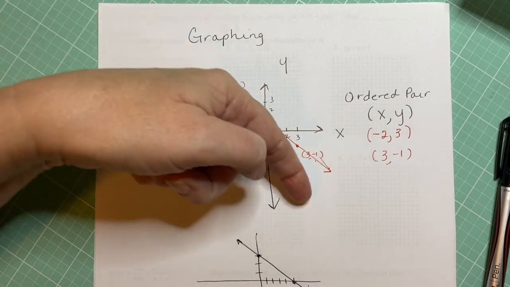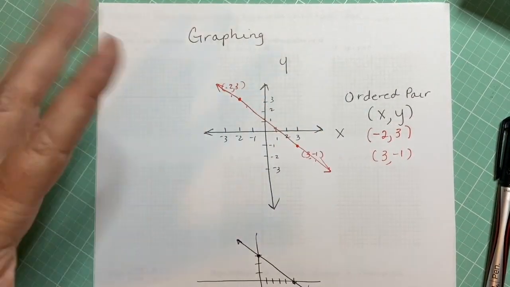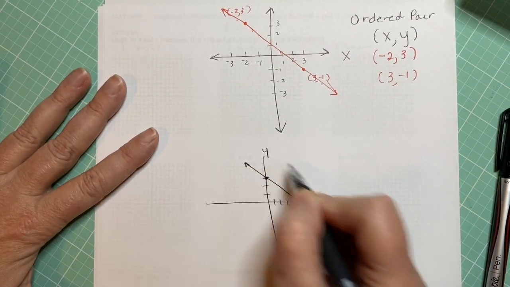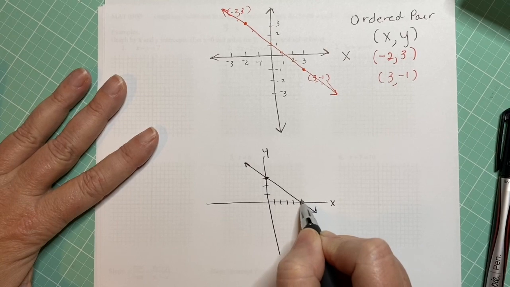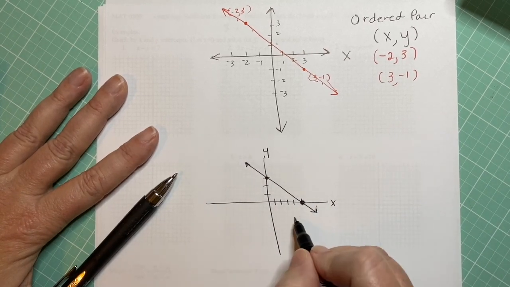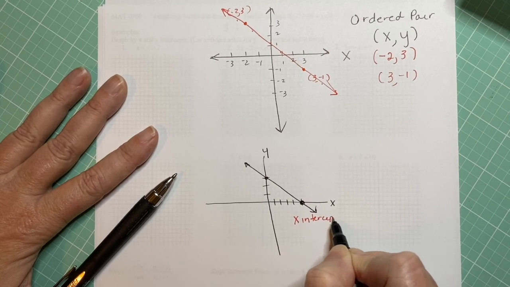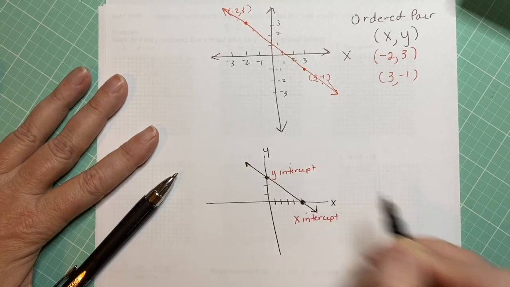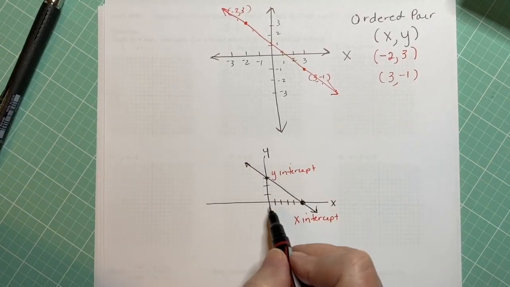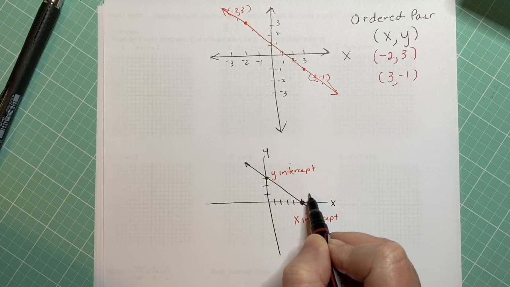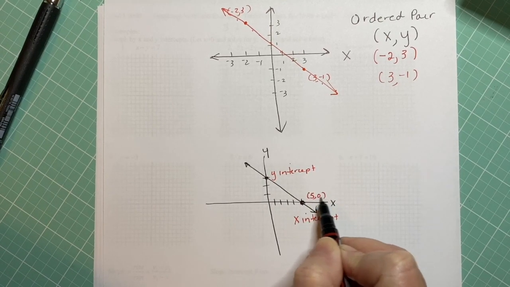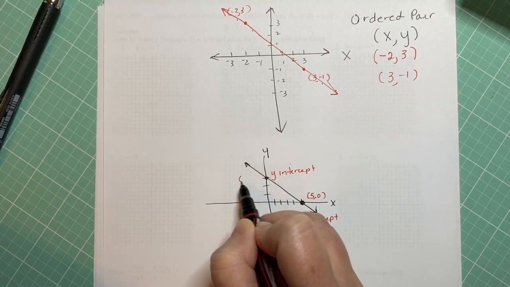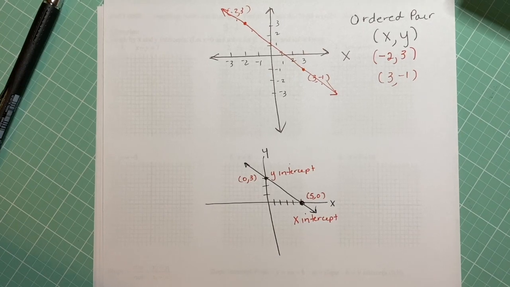So not every line, but most of the lines are going to cross the x and y axis, giving you an x and y intercept. This is our y-axis and this is our x-axis. So where it crosses the x-axis is called our x-intercept. And where it crosses the y-axis is called our y-intercept. And so this point, you see we go over 5 and up or down 0. So that's the point 5, 0. And this one we go left or right 0, up 3. So that's the point 0, 3.